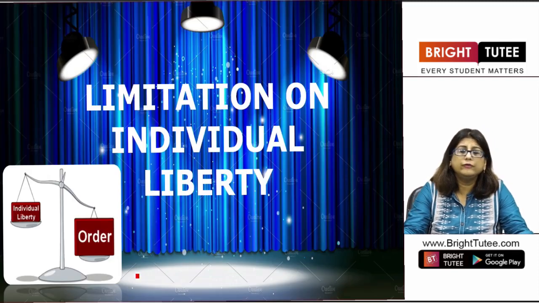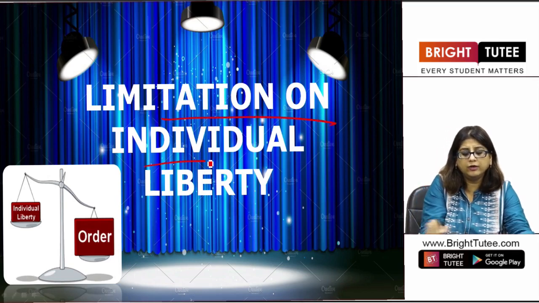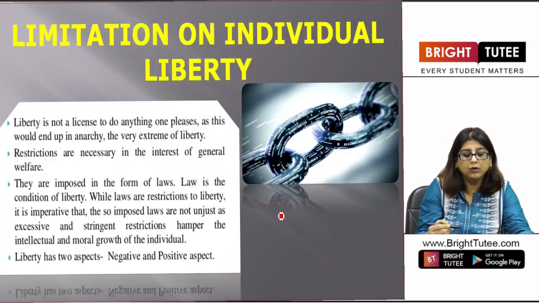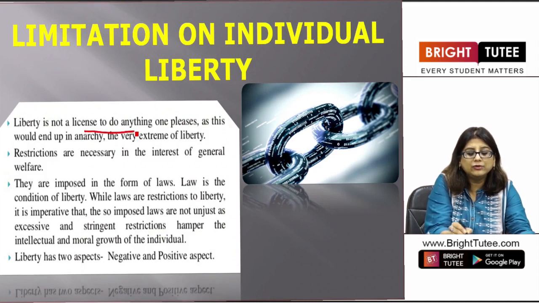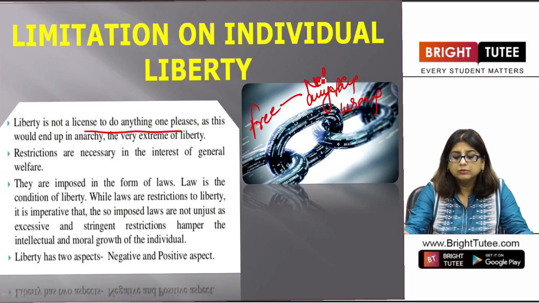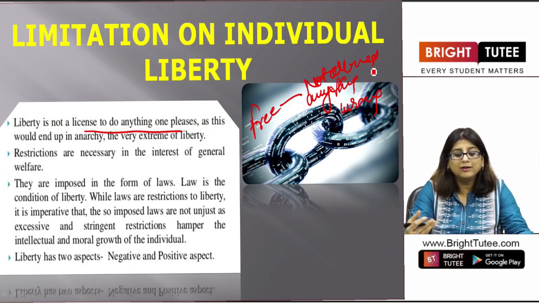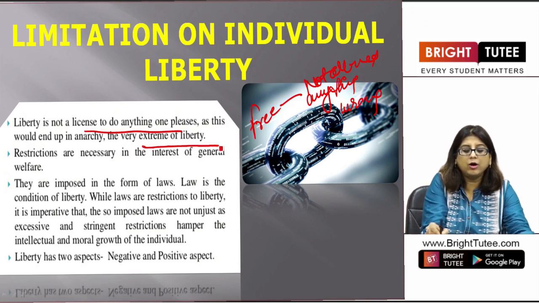Now let's move on. We have read about the safeguards of liberty, but there are a few limitations on individual liberty also. Let's see how. Liberty is not license to do anything. This is quite obvious. If you are free, that doesn't mean that you will do anything wrong, right? This is not allowed, and this would end up in anarchy, the very extreme of liberty.